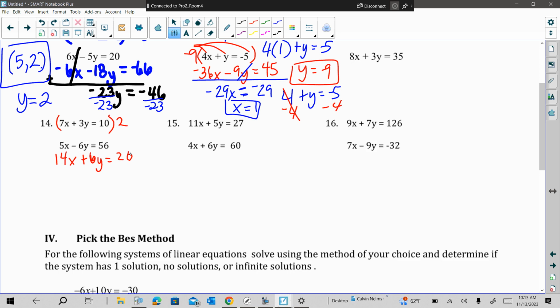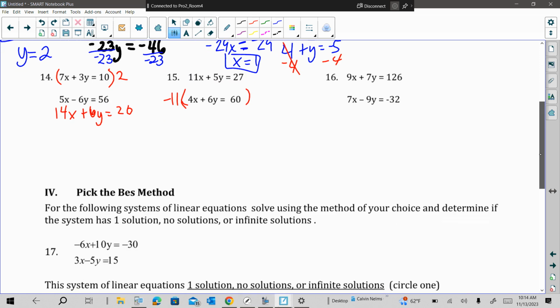But on 15, if I do my x's, I'll just have one multiplication. But if I do my y's, I would have to multiply the top by 6 and then the bottom by negative 5. If I do the x's, then I just have to multiply the bottom by negative 11. So the key is to figure out which variable you want to isolate or eliminate, and then do the multiplication to create that variable.